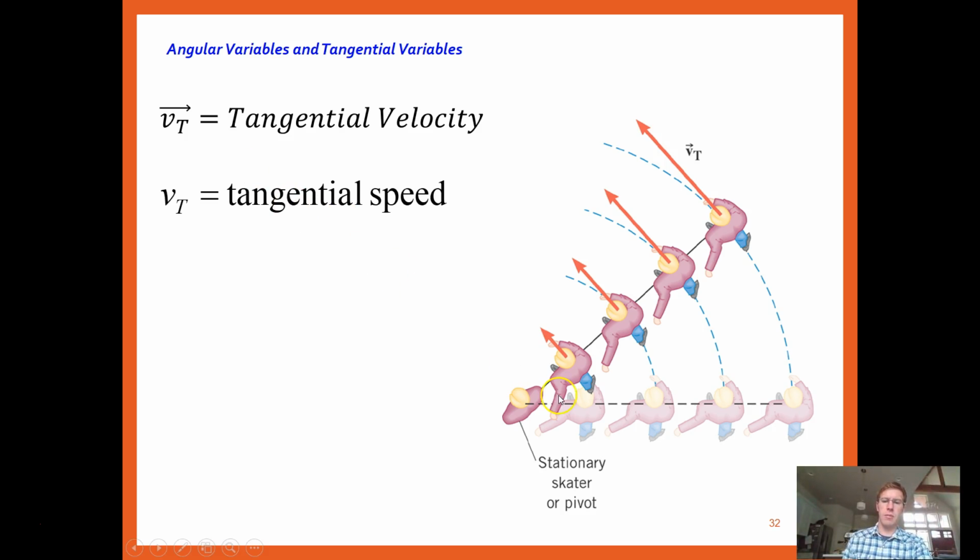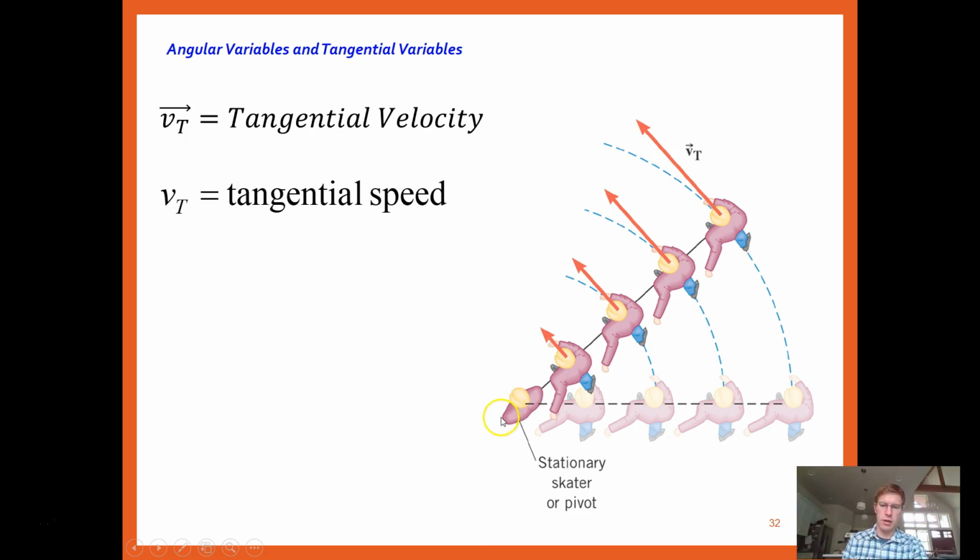So let's say you have somebody that's moving here in rotational motion. We're going to model this as various figure skaters going around in a circular motion. They're moving with some tangential velocity. Their tangential velocity, just so you know, is really just their linear velocity at a given moment. The reason we call it tangential is because it's tangential to that radial motion.